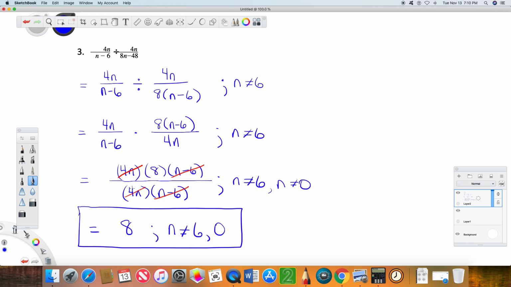And I don't think that an average person would have been able to look at this problem in the beginning and just go, oh, well, that's obvious. This simplifies to the number 8, of course, provided that n is not 6 and n is not 0. That is not obvious. You have to write down the steps. You have to step by step look at it. You have to look at your restrictions at 2 different points within your solution. You need to go slow and steady and think about every step.